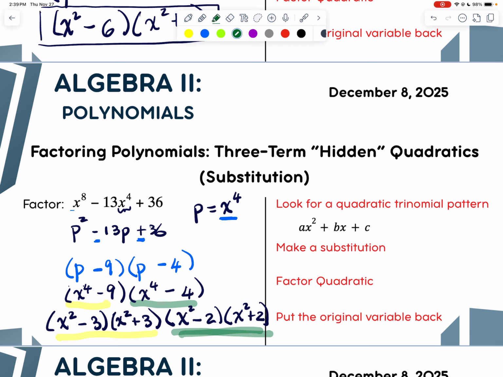All right, so now we check again to see if we have a special pattern. Is there a difference of two squares? Is there a sum of two cubes, a difference of two cubes? There is not, and that's how we know we have our final answer here. All right, so that is how substitution works when we are factoring a polynomial. We turn it into a quadratic and then factor.